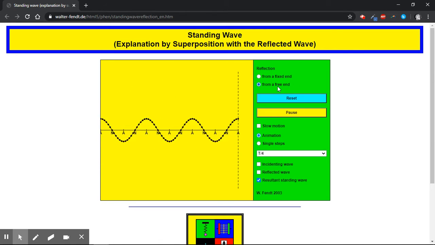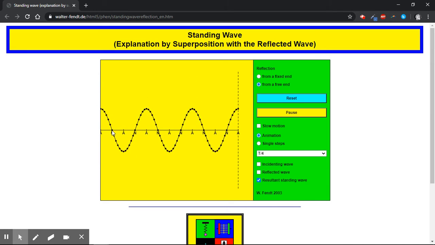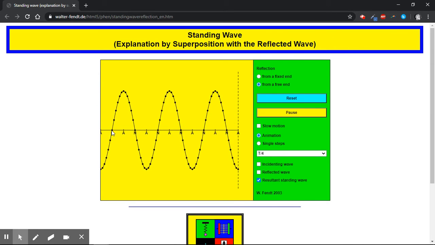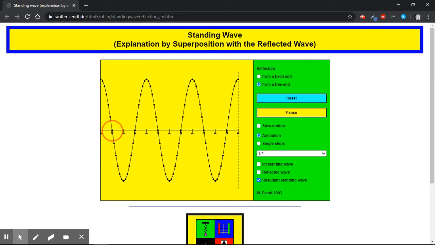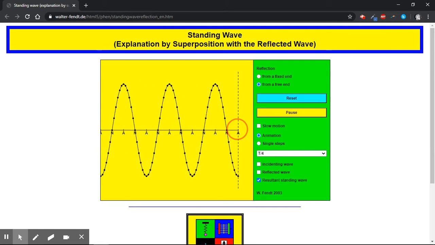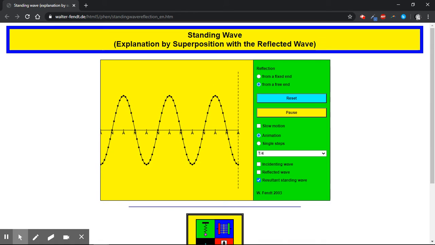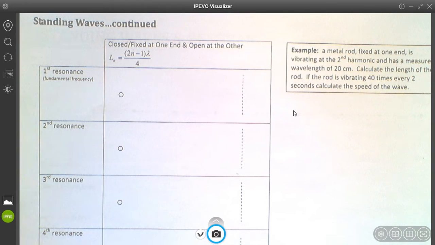Now it says from a free end. So now what you would have to realize is that if you ignore this little part here and you were holding it right at this node right there where I'm clicking, then there would be a node where you're holding it and vibrating it. And then there would have to be an antinode over here. Okay, so that's the key. That's the most important part of this. So let's take a look.